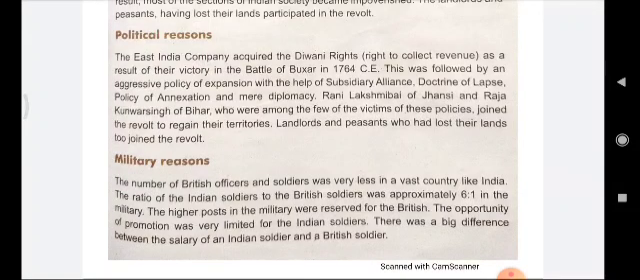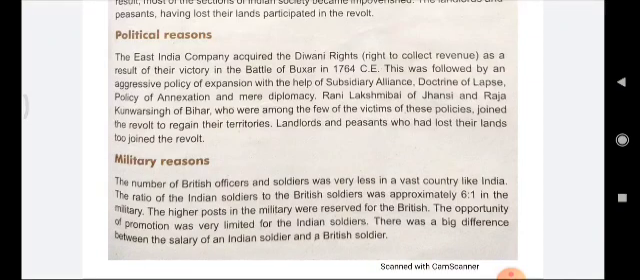So let's see. The East India Company acquired the Diwani rights, the right to collect revenue, as a result of their victory in the Battle of Buxar in 1764 CE. Dear students, we saw the Battle of Buxar in the previous class. So after the victory in the Battle of Buxar, the British East India Company acquired Diwani rights, that means the right to collect the land revenue.